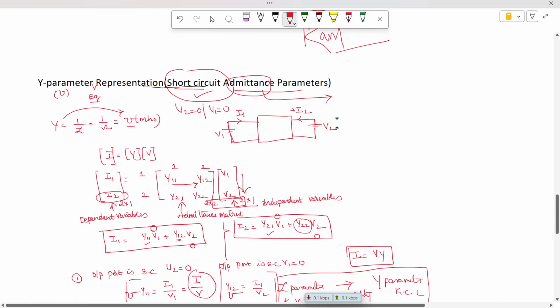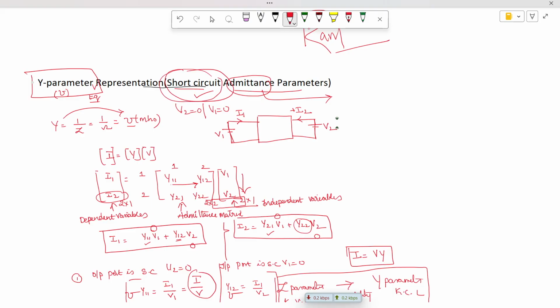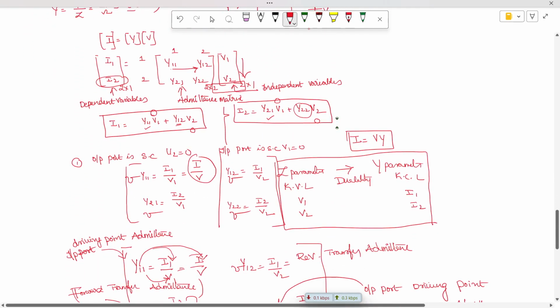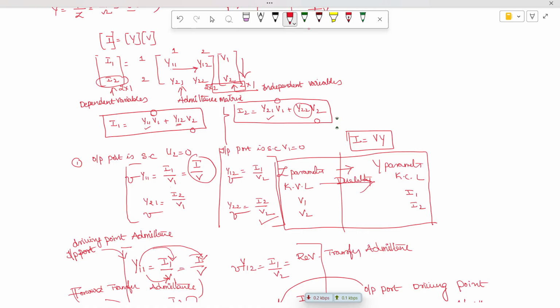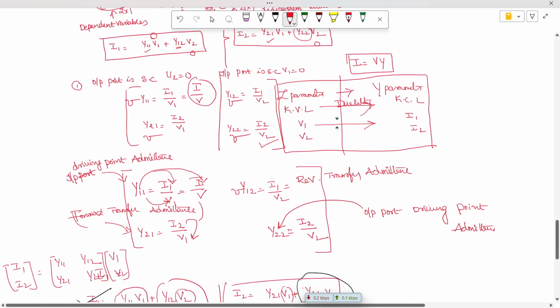Hope you understood. The units of Y parameters are mhos, and these are obtained by short circuiting the input port and output port. That's why these are called short circuit admittance parameters. So Y11 is I1 by V1, Y12 is I1 by V2, Y21 is I2 by V1, Y22 is I2 by V2. Z parameters and Y parameters satisfy the concept of duality. Here dependent parameters are V1 and V2. Here dependent parameters are I1 and I2.